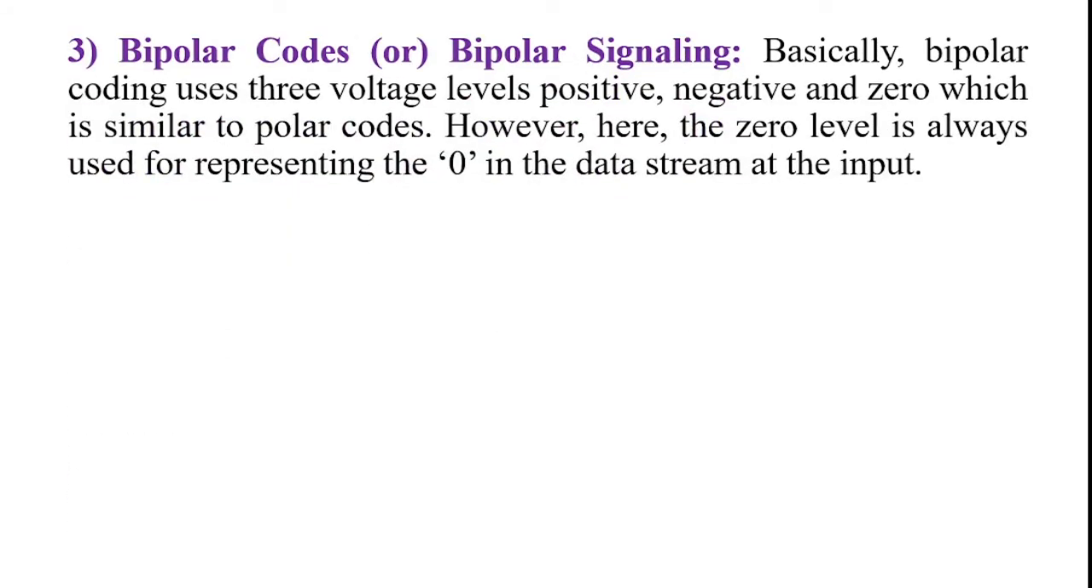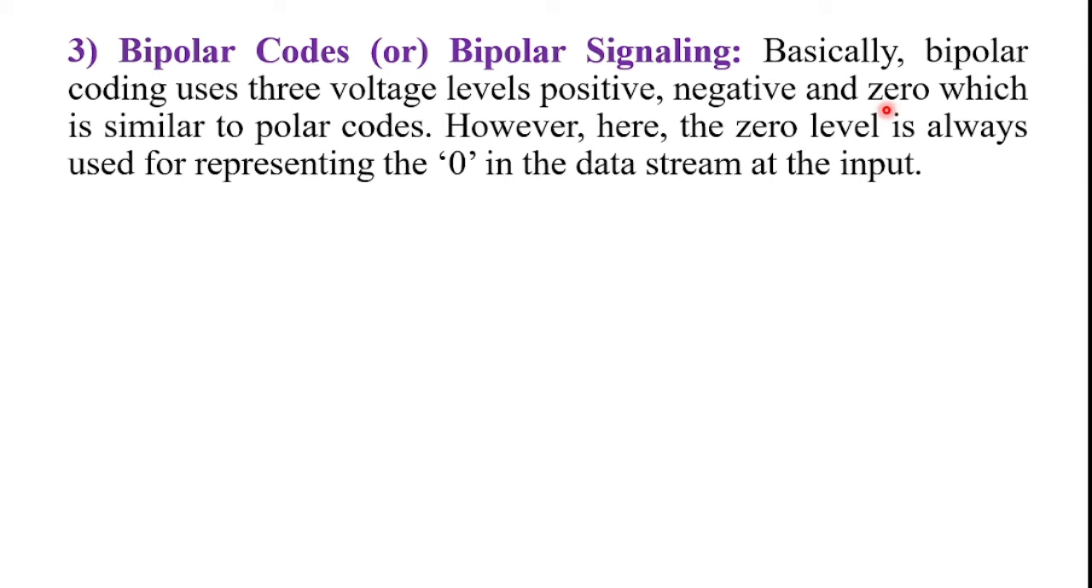And the third category of the line code is bipolar codes or bipolar signaling. And what is bipolar signaling? Basically, bipolar coding uses three voltage levels. And what are the three voltage levels? Positive voltage level, negative voltage level and zero voltage level.